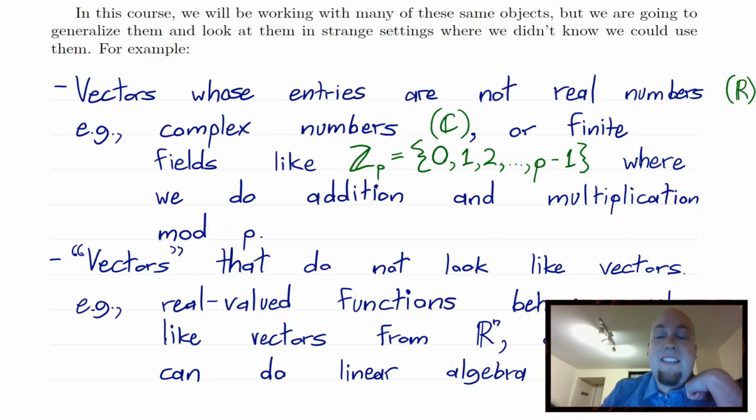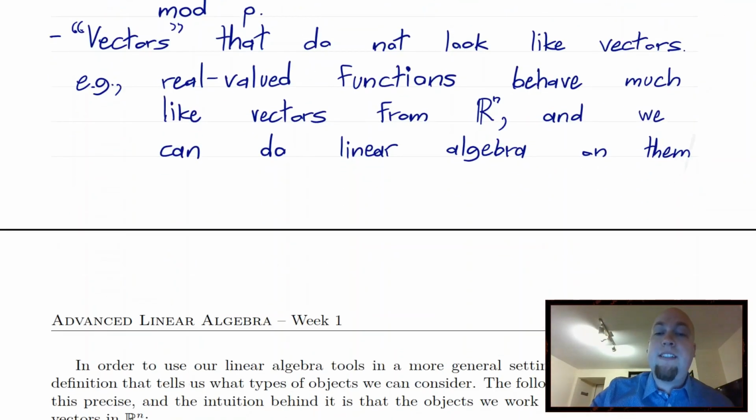So that's the type of thing that we're going to look at in this course, or at least the first half of this course anyway. We're going to be taking all the things that we learned in the first linear algebra course and just generalizing them, and seeing that, hey, we can use all of those same techniques on many other objects as well, not just lists of real numbers.